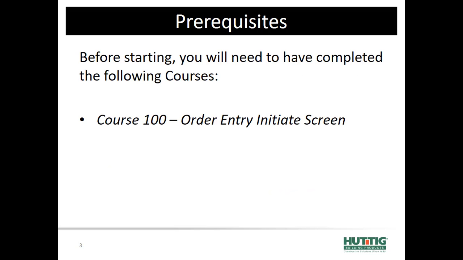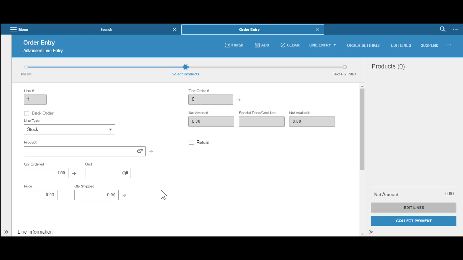Before starting, you will need to have completed the following courses. When you have completed your Order Entry Initiate screen and have clicked Next, the Order Entry Advanced Line Entry screen will appear. This screen has a lot of information about the product that you're entering on your order.